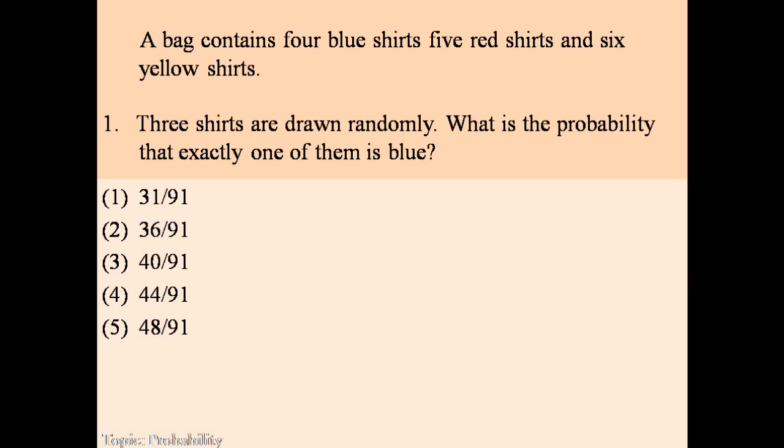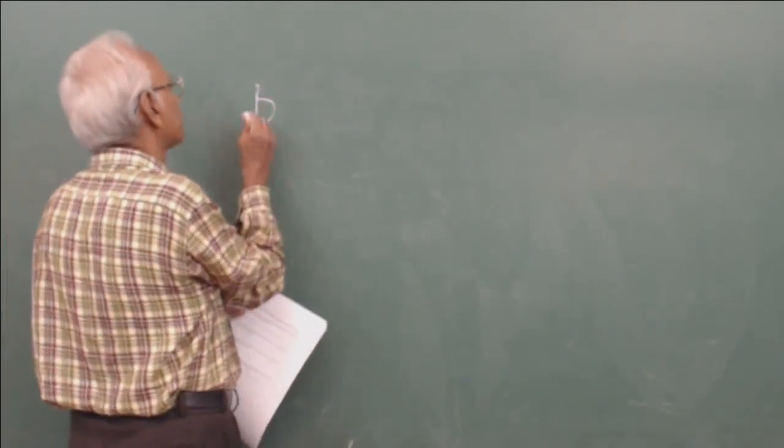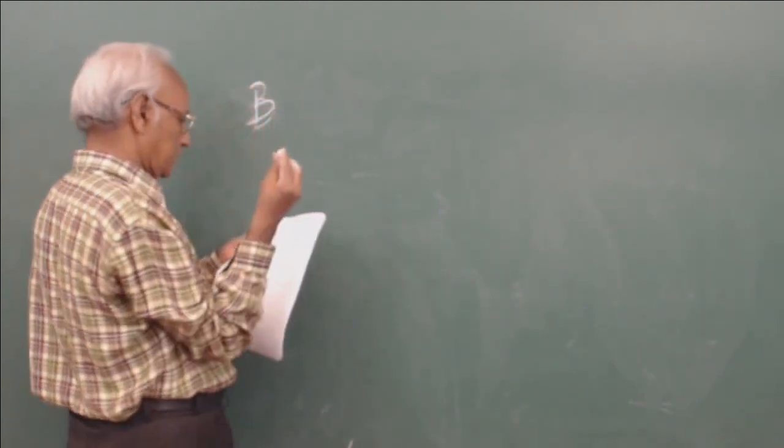Let us look at the first question. It's a very interesting question. A bag contains 4 blue shirts, 5 red shirts and 6 yellow shirts. That means totally 4 plus 5 plus 6, that will be 15 shirts. There are 15 shirts, 3 different colors: 4 blue, 5 red and 6 yellow. I will just write only the basic things there for convenience. So, blue, there are 4.